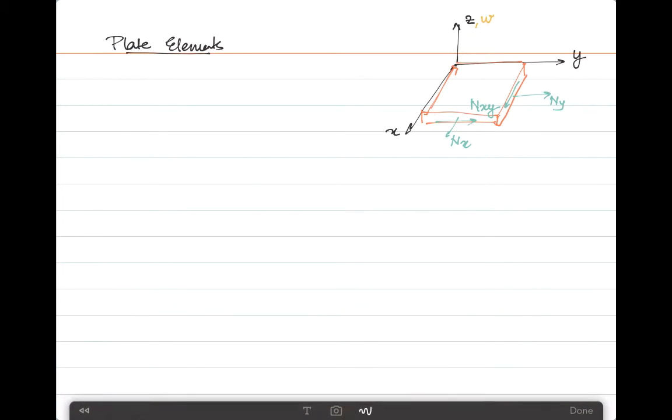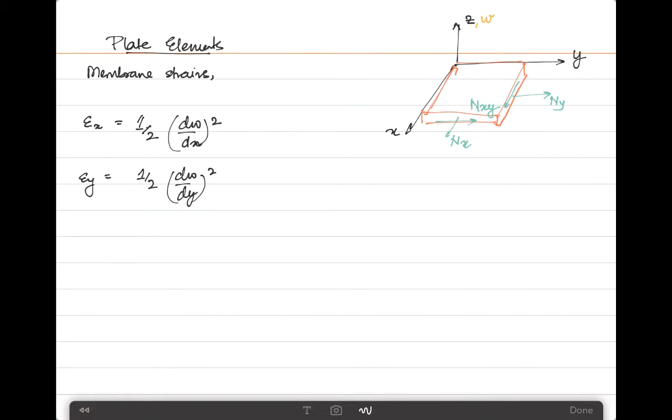write the associated membrane strains to be epsilon x is given as half of dou W dou x square, epsilon y is given as half of dou W dou y square, and the same way gamma xy is given as dou W dou x and dou W dou y. So this is the description of the membrane strains.